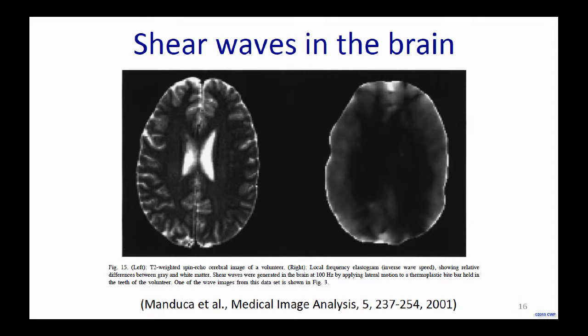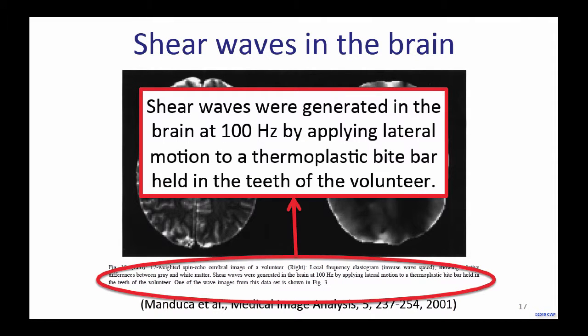Okay? And the image is also interesting, but I want to point you to part of the caption, which says that shear waves were generated in the brain at 100 Hz by applying lateral motion to a thermoplastic bite bar held in the teeth of the volunteer, the student. And the main point I want to make is that if you can measure or reconstruct the wave field directly, it doesn't really matter what source you use. The source might just be some vibrator held between the teeth of a volunteer. It doesn't really matter anymore, because once you know the wave field, you know the medium.